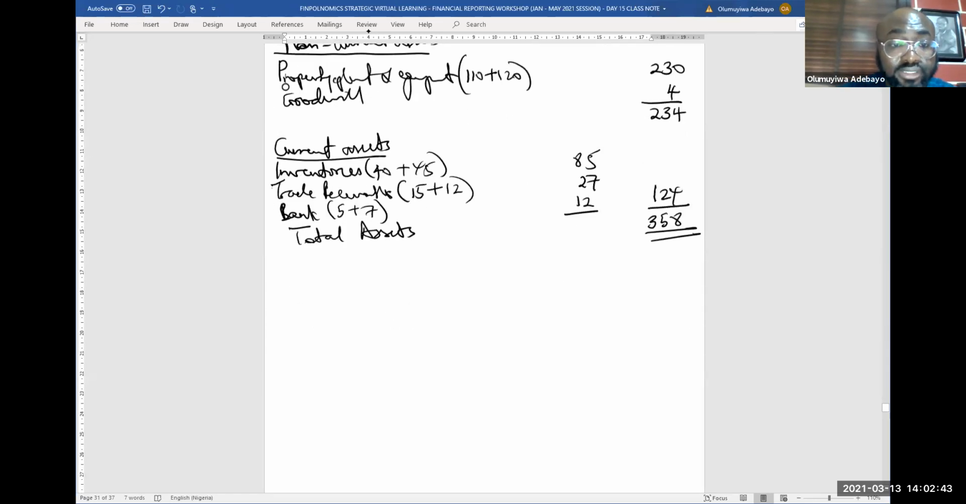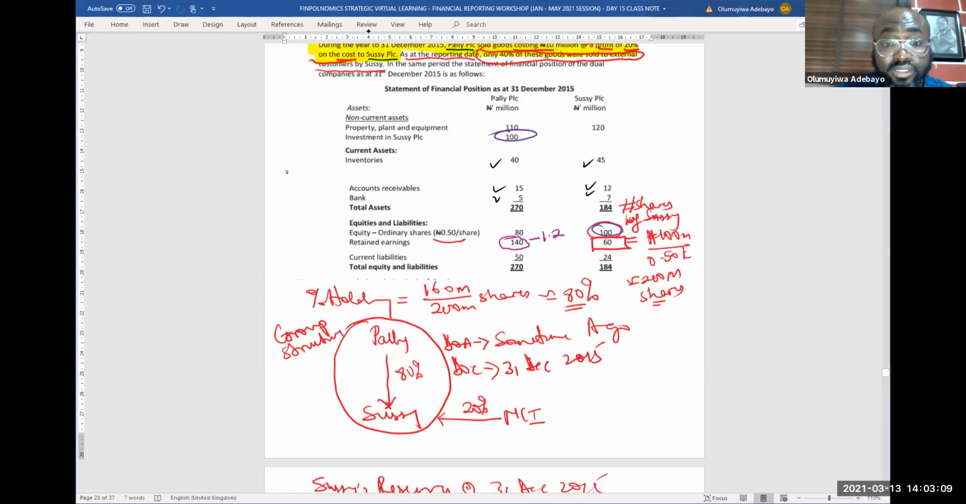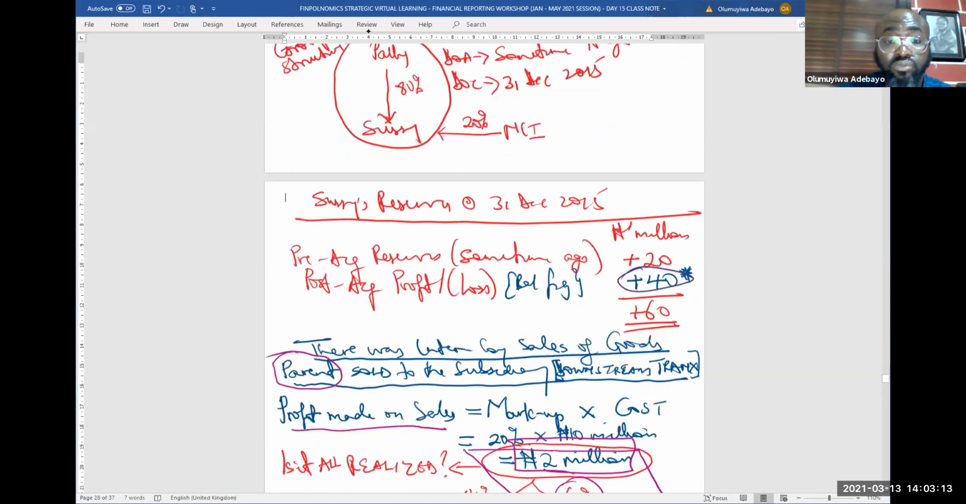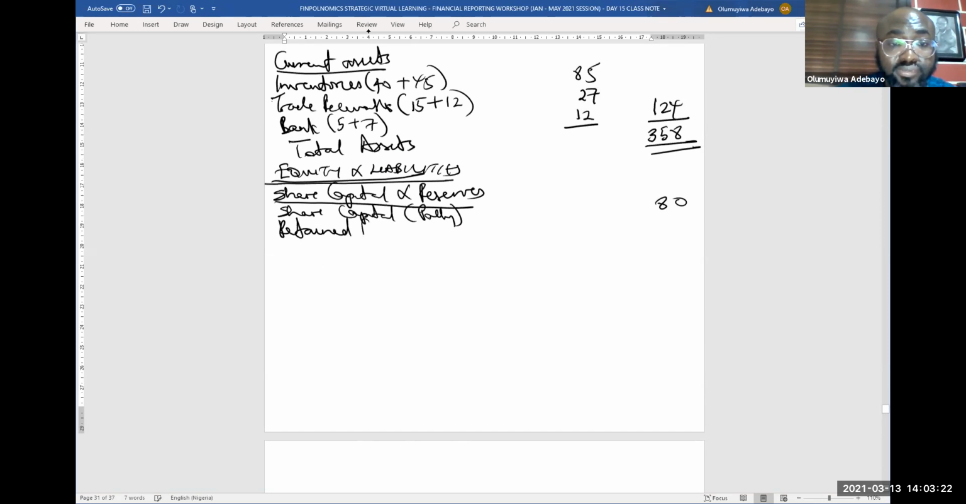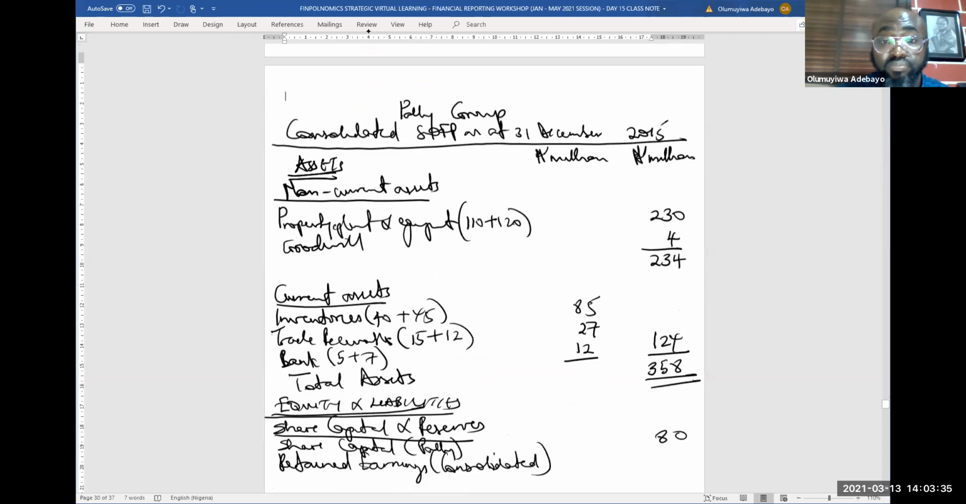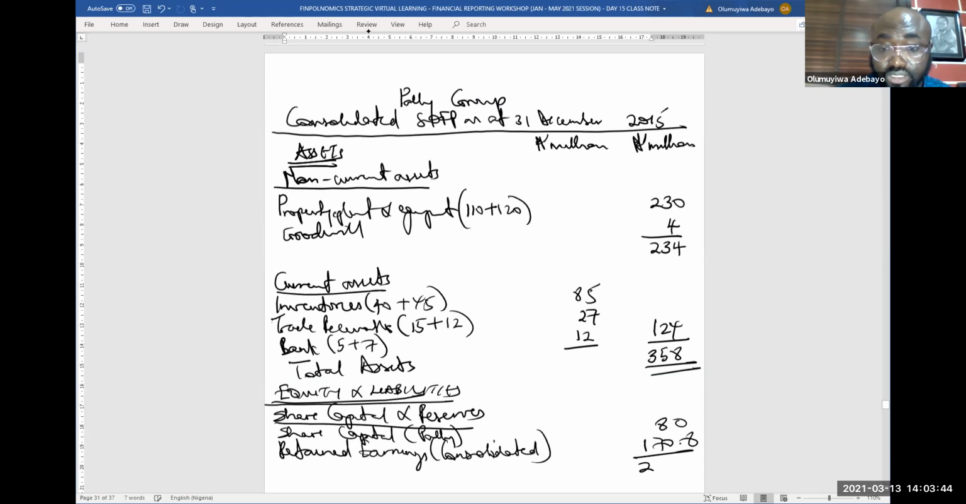which presumably is our total assets. Assets are financed with equity and liabilities. Equity is made up of share capital and reserves. Share capital, Pali, that is 80. Consolidated retained earnings, $170.8. That's 250.8.